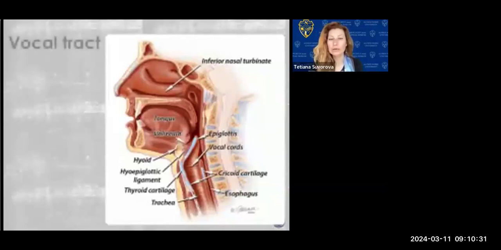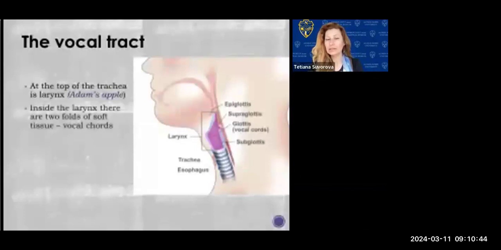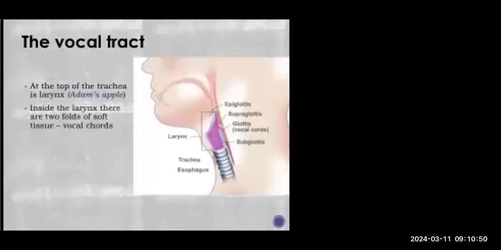Well, so, the vocal tract. We shall start at the top of the trachea, which is the larynx. Here it is, you can see. Inside the larynx there are two folds of soft tissue, the vocal cords. Here it is, you can see.